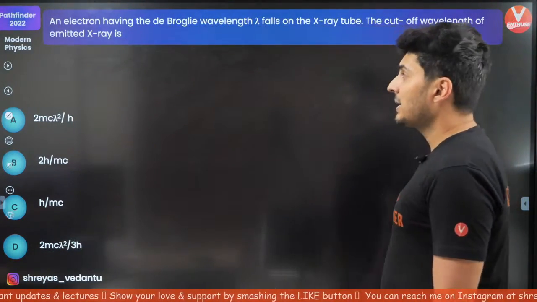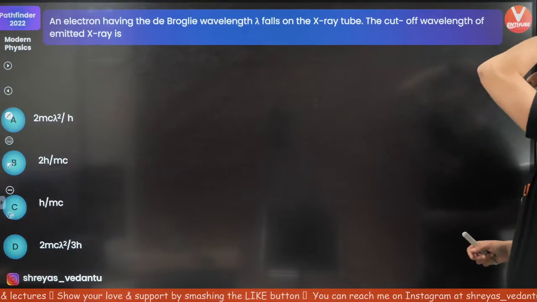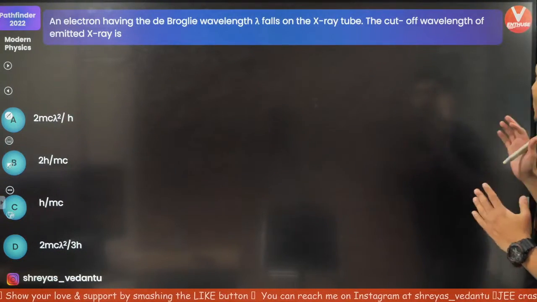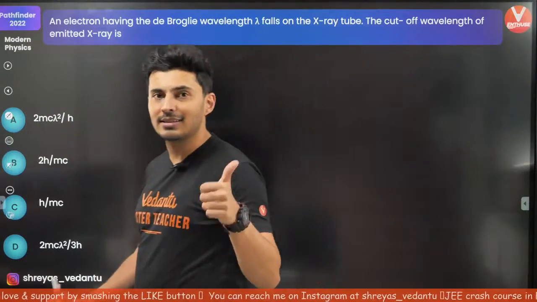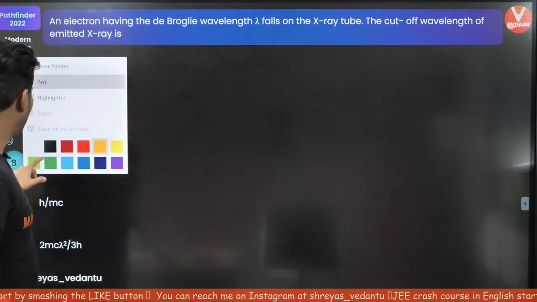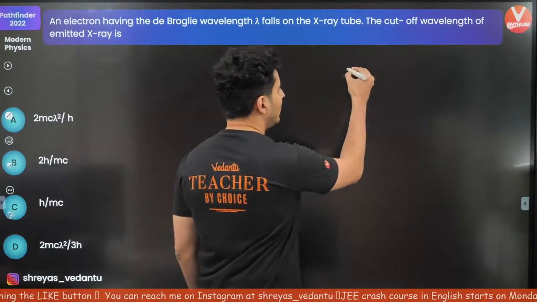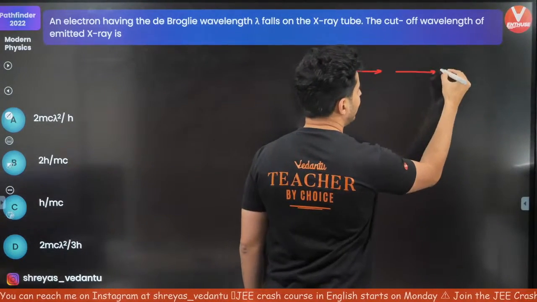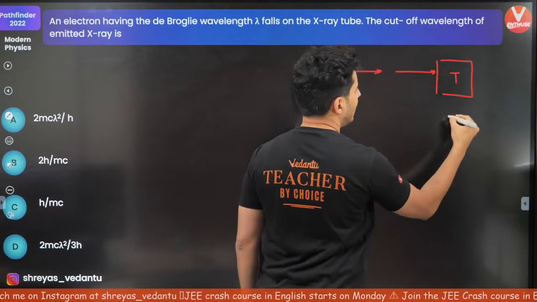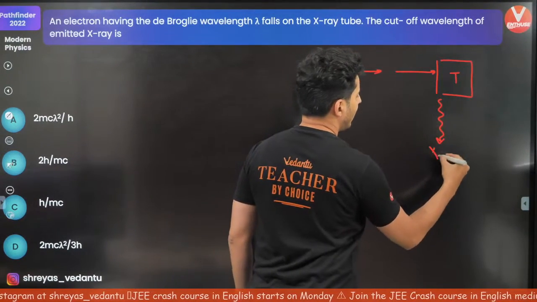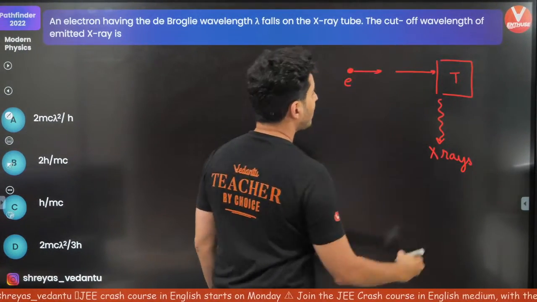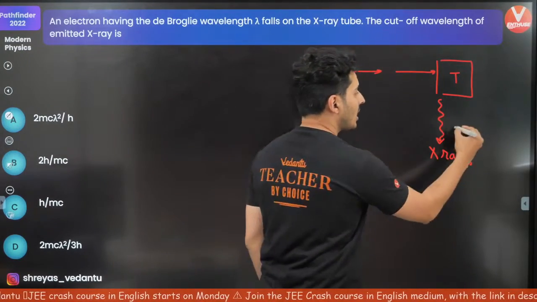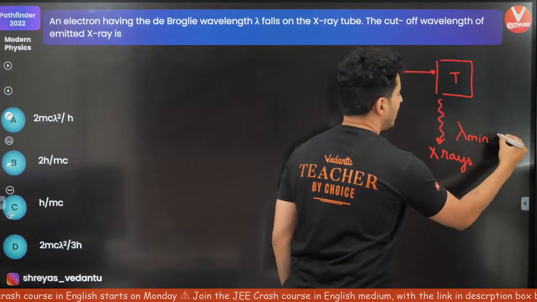Alright, so an electron having de Broglie wavelength of lambda falls on the X-ray tube. The cutoff wavelength of the emitted X-ray is interesting. So let's visualize the scenario. There is this electron and it's moving and it collides with the target, and you can see X-rays coming out of it. So the question is, what's the cutoff wavelength? That means the lambda minimum.